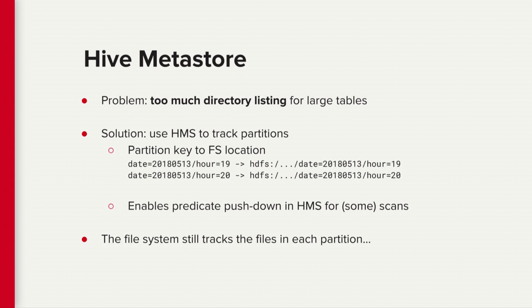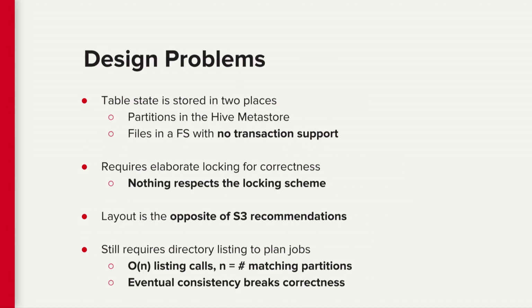So in other words, we have this top problem. The table state is stored in 2 places. It's stored at one level of granularity in the Hive Metastore. So we have a list of all the partitions in a table in the Hive Metastore. Then we have a list of all the files in those partitions in a file system. So we have a transactional database on the one hand, and then we have a file system on the other hand. And that gives us a ton of problems, mainly because there's no transaction support whatsoever in a file system.